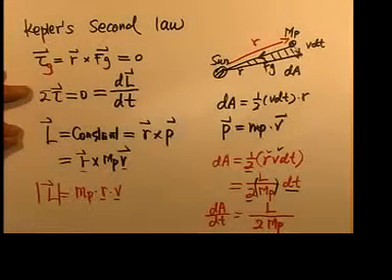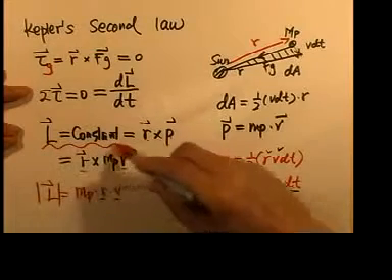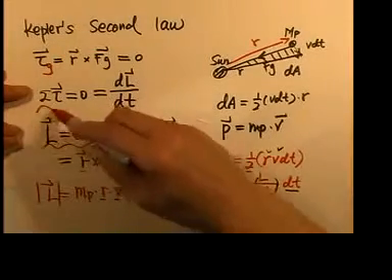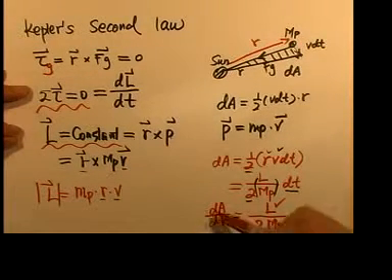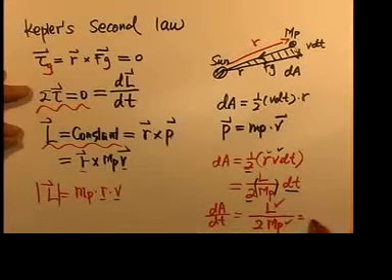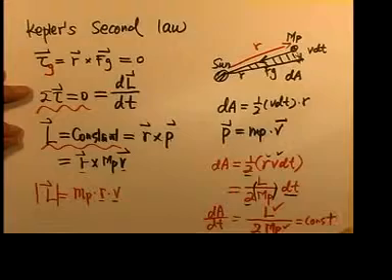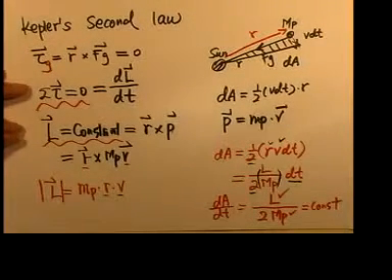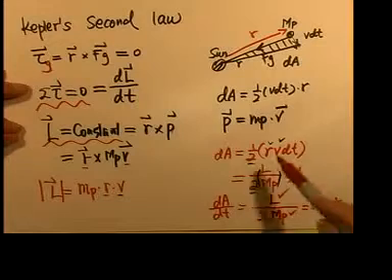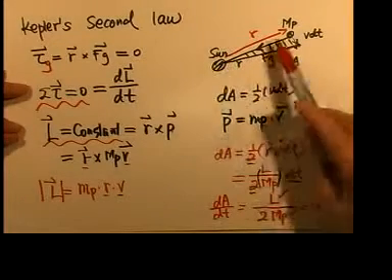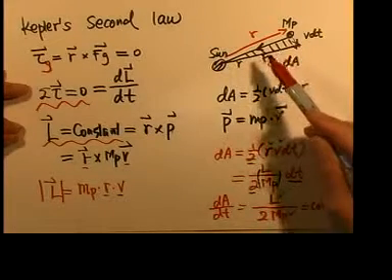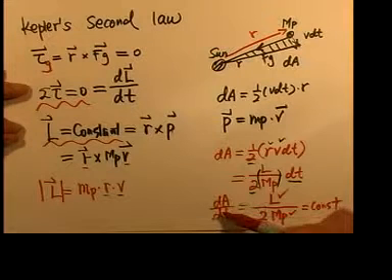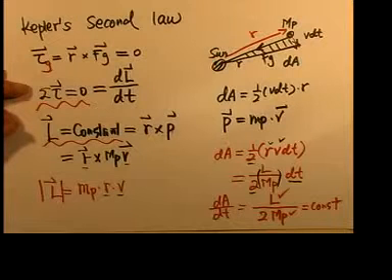Now, since we already reached the conclusion that angular momentum is a constant because the total torque on the planet is equal to 0, if this is a constant and the mass of the planet is constant, then the rate dA/dt is a constant. So this is the so-called Kepler's second law that says that the radius vector drawn from the sun to a planet sweeps out equal areas in equal time intervals, which means dA/dt is constant. Equal area, equal time intervals. That is Kepler's second law.